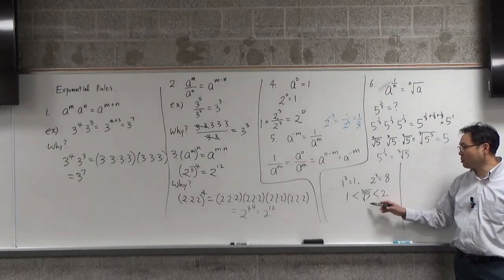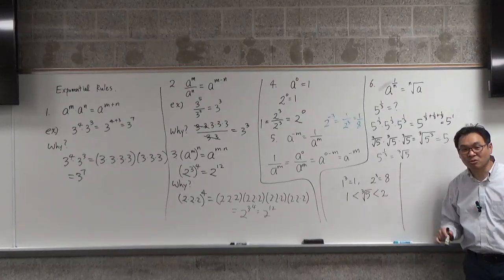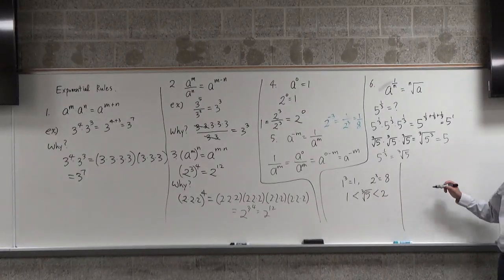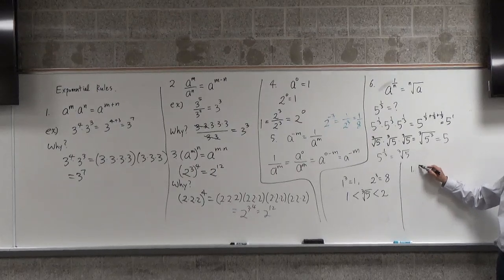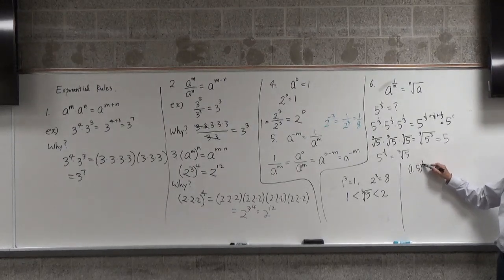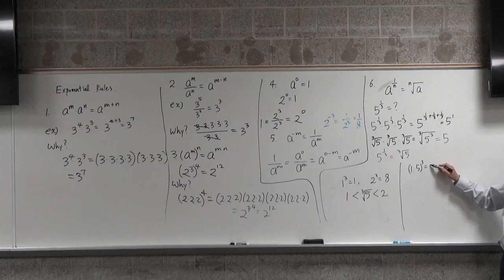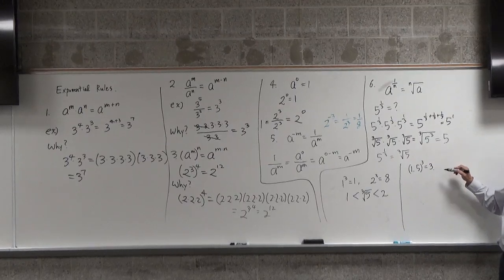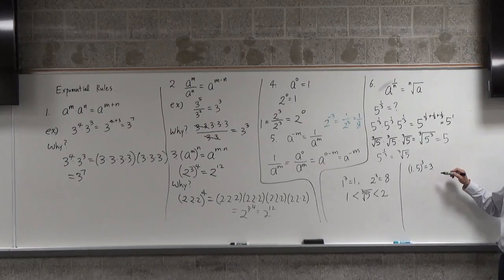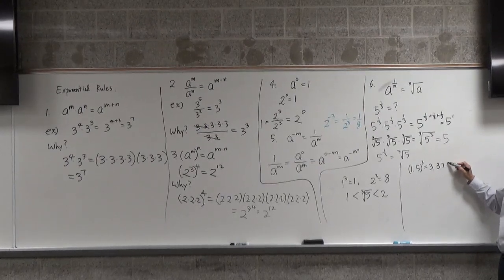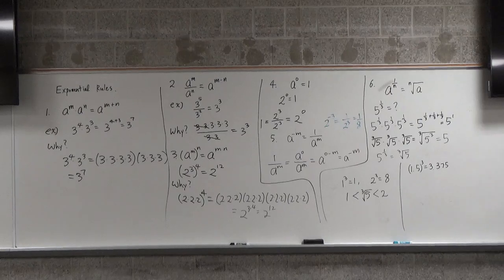So let's go with half of 1 and 2. Halfway between 1 and 2 is 1.5. If you take 1.5 cubed, you end up with something like 3.375, I think. Yeah. Okay, so you get that.